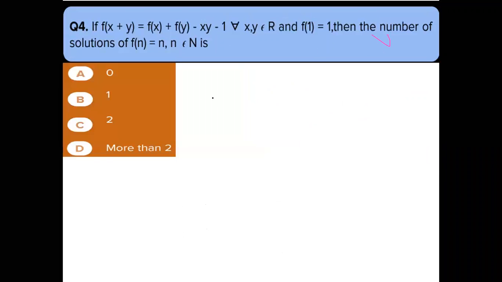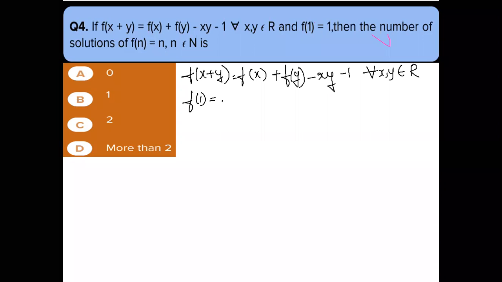This one. Okay, so they have told that f of x plus y is equal to f of x plus f of y minus xy minus 1 for every x comma y belonging to R. Okay, what else they have told? F of 1 is equal to 1.